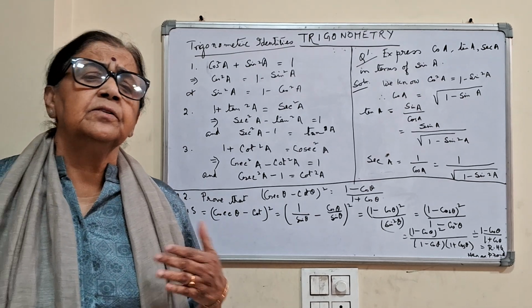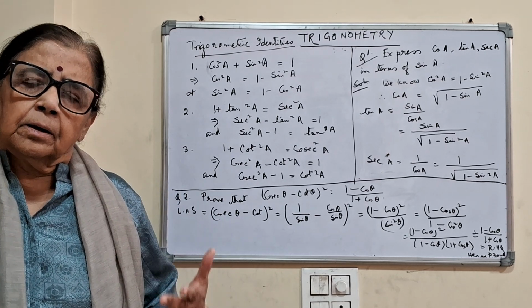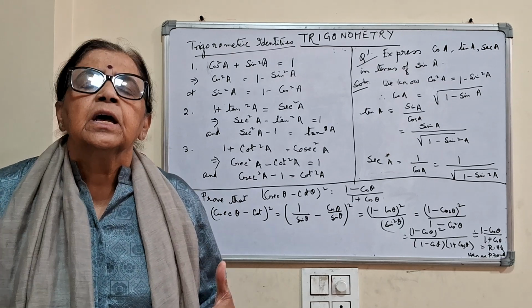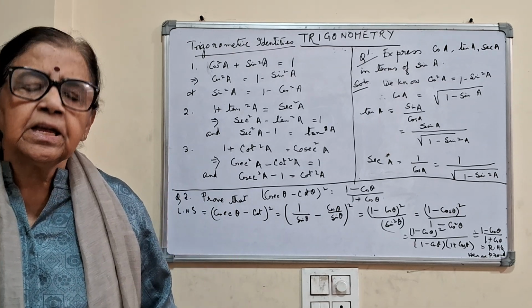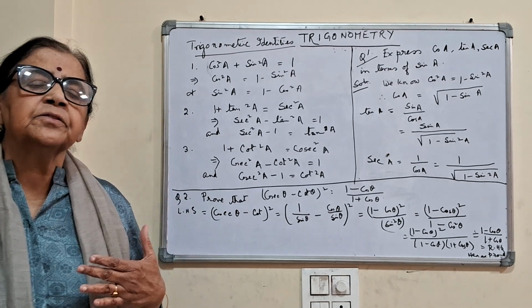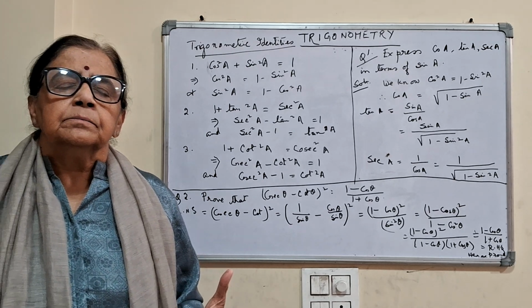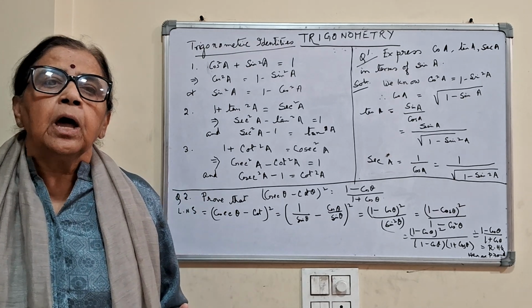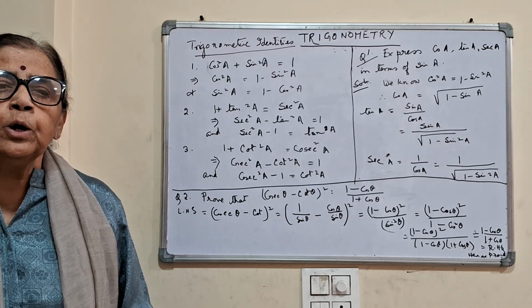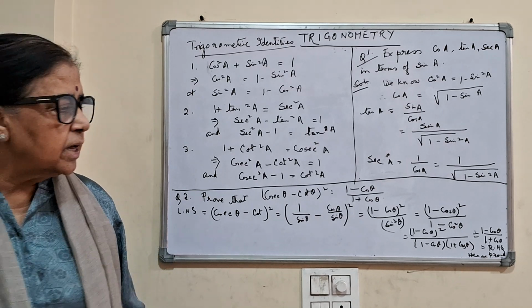Sec theta is reverse of cos, that is hypotenuse upon base, and the cot theta is just the opposite of tan theta, that is base upon perpendicular. What are base and perpendicular and hypotenuse we are talking about?